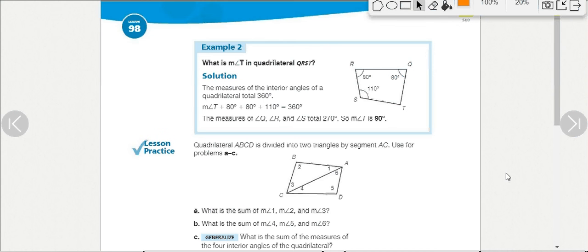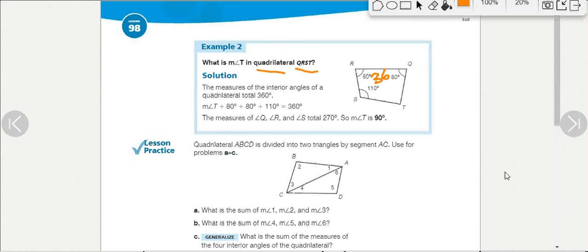What's the measure of angle T in quadrilateral QRST? Notice there's no drawing to label the quadrilateral. They just said quadrilateral. 360 always, even if we don't know what each one is individually. So if you know 80 and 80, what's the other one? 110 and, even though it doesn't really look like it, I guess that's a right angle, 90 degrees, because it needs to add up to 360, because it's a quadrilateral.